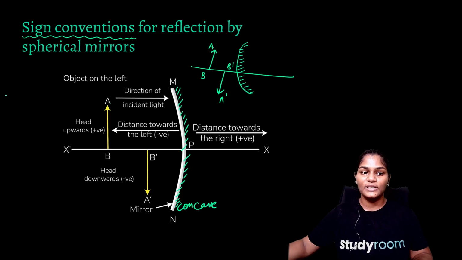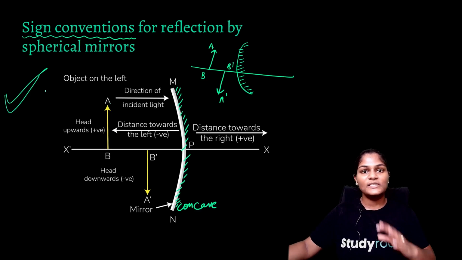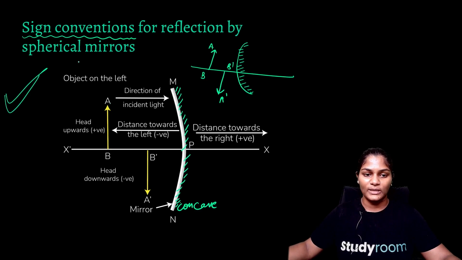So this figure is very, very important. This is basically the base for the mirror formula. Okay. So what is it said here? The object is kept to the left of the mirror. Okay. Then what is the direction of incident light?